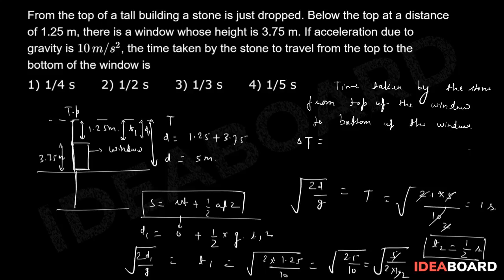So this is delta T, which is T minus small t1. So T is 1, t1 is 1 upon 2. So this will be simply 1 upon 2 seconds. Right? So option number 2 should be the right choice for us here in this question.